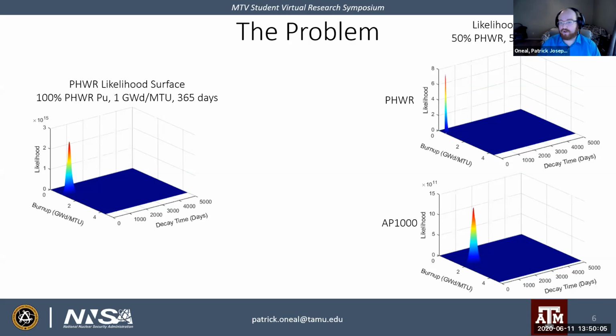But then if we look on the right side of the screen, here are two likelihood surfaces that were generated for a sample that was 50% pressurized heavy water sample and 50% AP1000 sample.